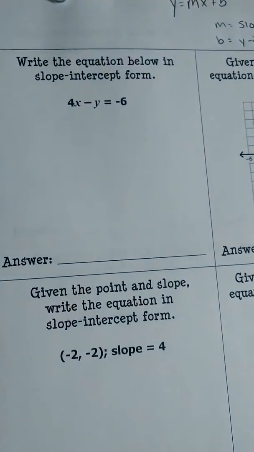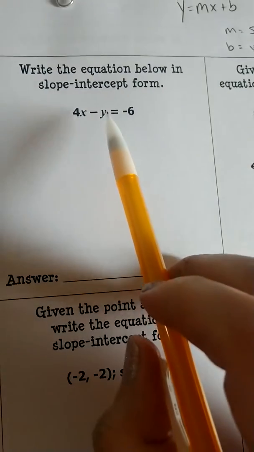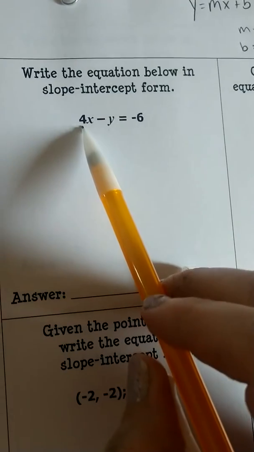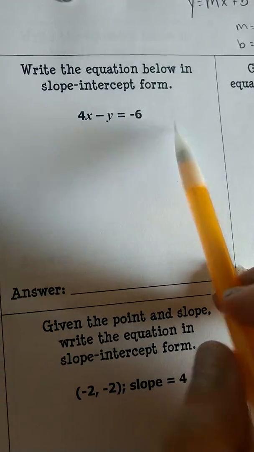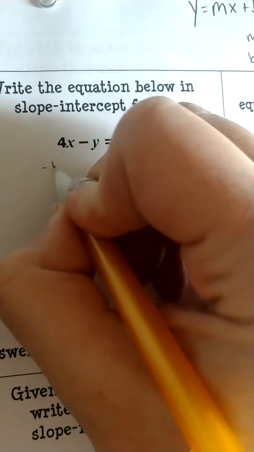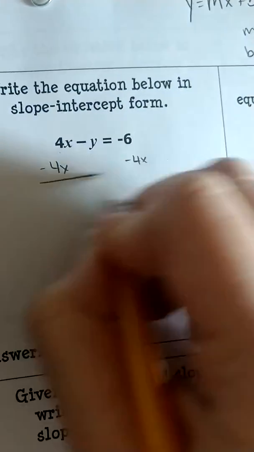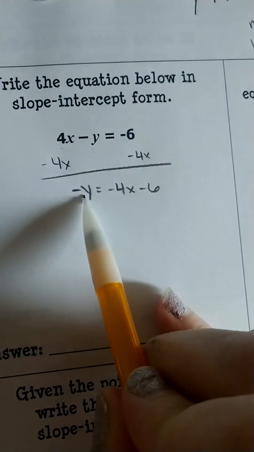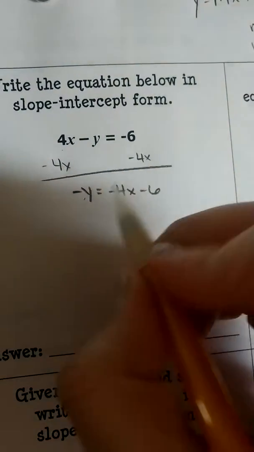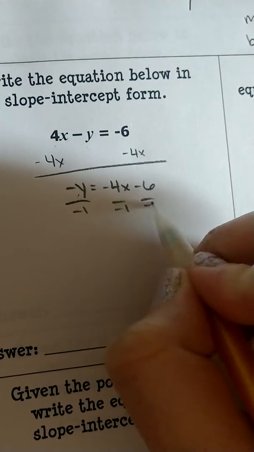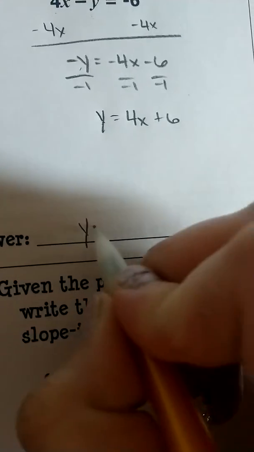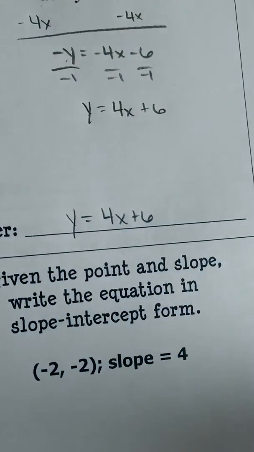So I'm going to do the first couple with you. If you are writing the equation below in slope-intercept form, you have to get this y isolated. So what's the first thing we need to move? The 4x. How do you move a positive 4x to the other side? Well, you subtract it. So we're going to subtract 4x. That gives us negative y equals negative 4x minus 6. Are you allowed to have a negative y? No. So we're going to go back through, divide by negative 1. And that gives you y equals 4x plus 6, and you write that down here on your answer line. So number 1, nice and completed for you.